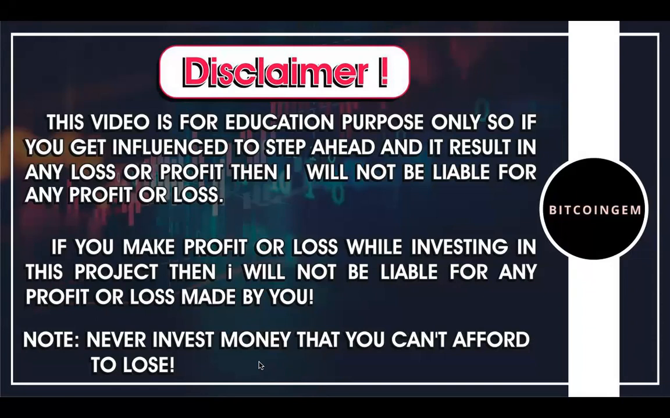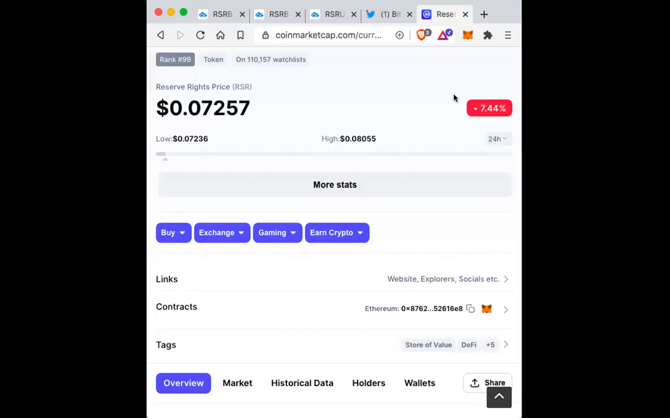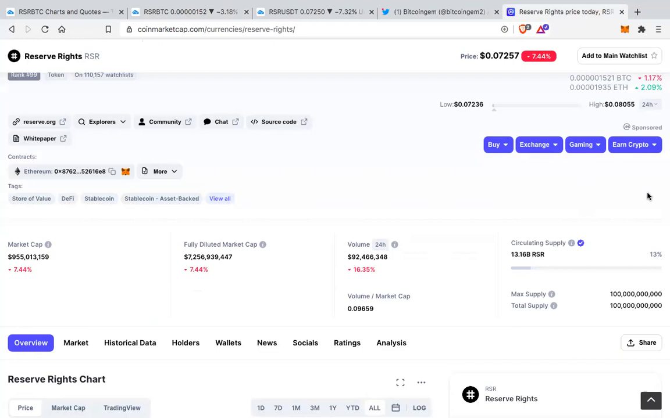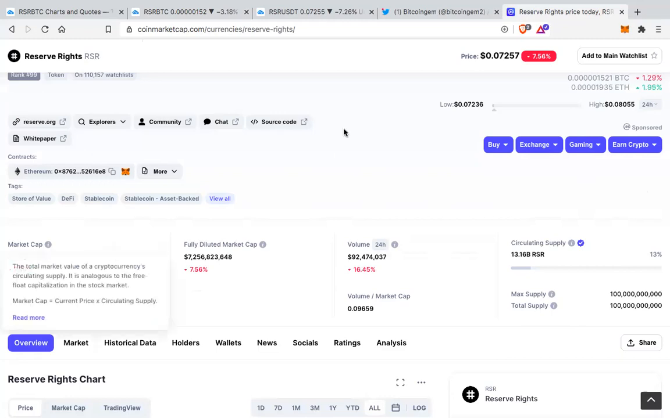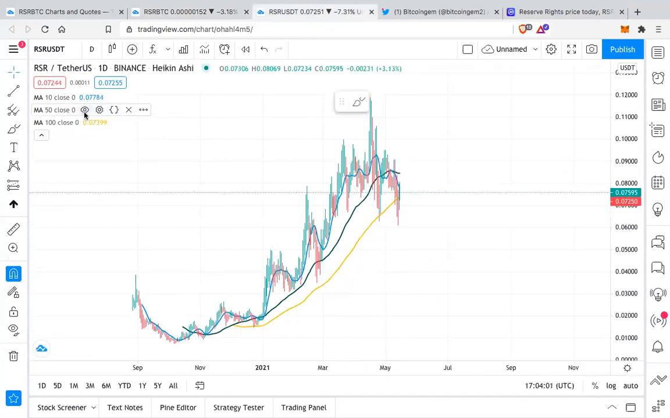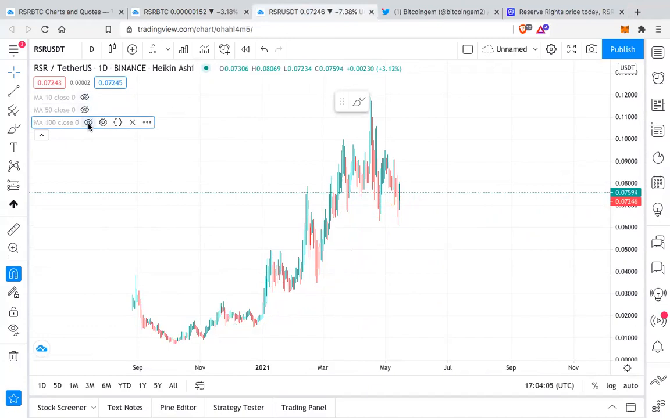So let us directly jump into the RSR charts. If you look at the market cap of RSR, it is at 959 million on CoinMarketCap, so almost a $1 billion market cap. And if we look at the charts of RSR, let me first get rid of the moving averages for now.